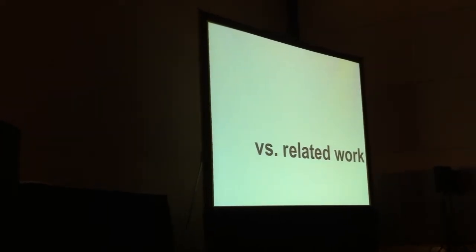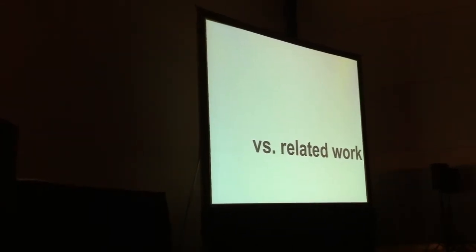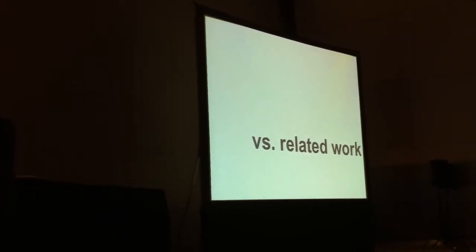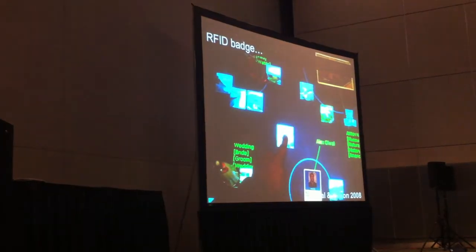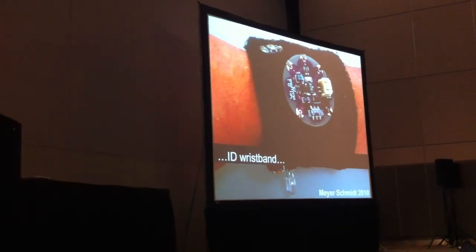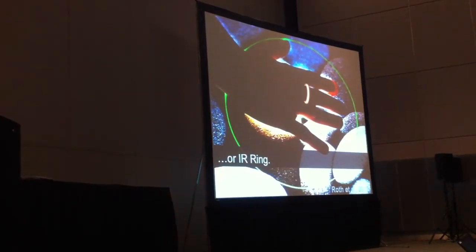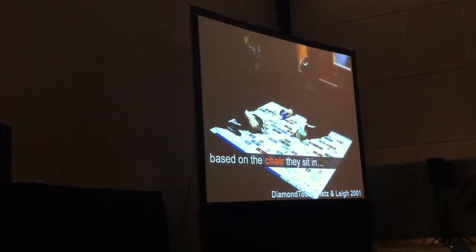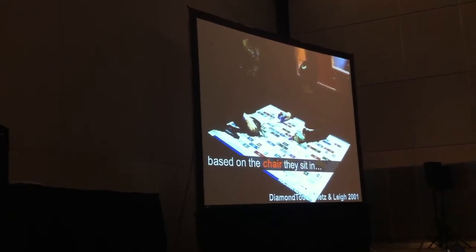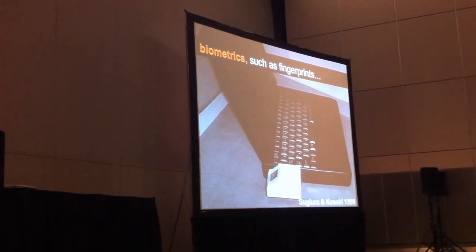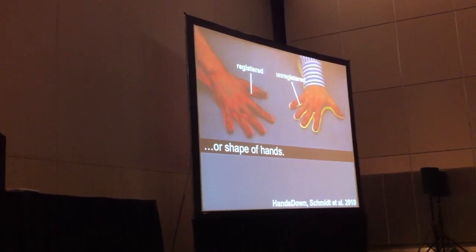So here's Bootstrapper in contrast to the related work. We have identified three major parts of related work regarding the identification of tabletop users. The first is possession of tokens like an RFID badge, or wearing wristbands or IR rings. The second is DiamondTouch, where users were identified by where they are sitting, so basically by which chair they sit in. And the last part is biometrics, where users were identified by fingerprints or the shape of their hands.